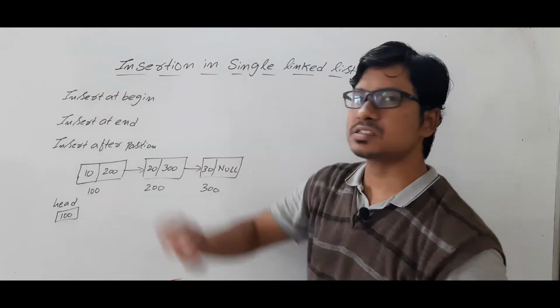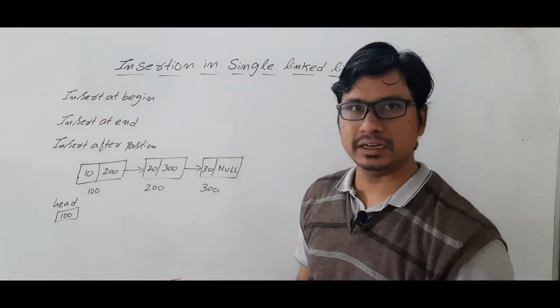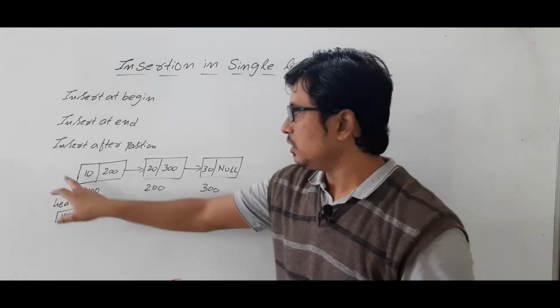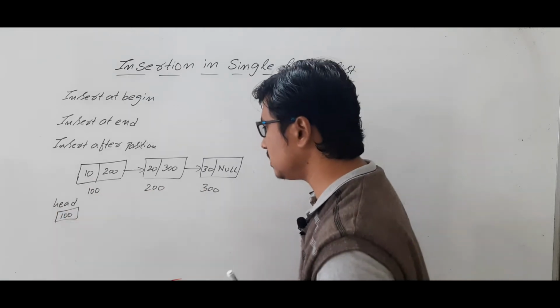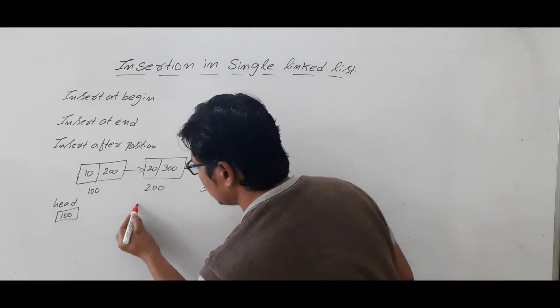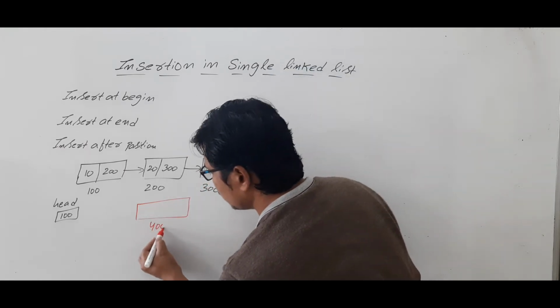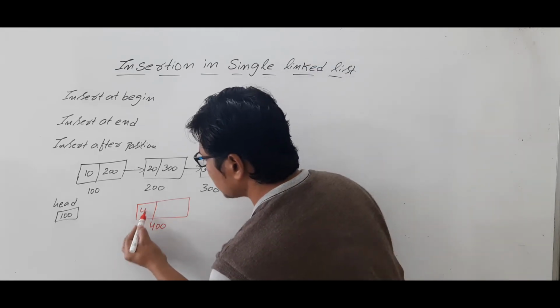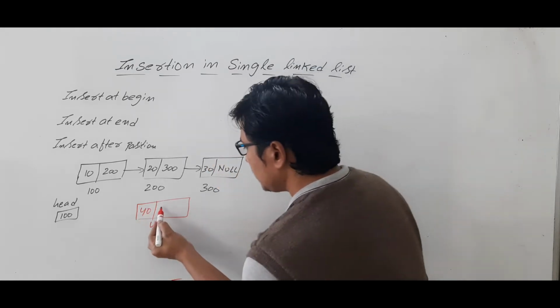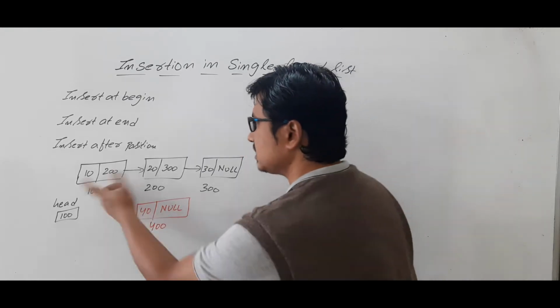Now let me discuss scenario 1. What is scenario 1? Inserting a node at the beginning. Beginning means any node which you are inserting should be the first node. Suppose let's assume the scenario, I have created one node which is at some address location 400. It has some value, 40, and I have assigned null here. Now this node I want to insert at the beginning.